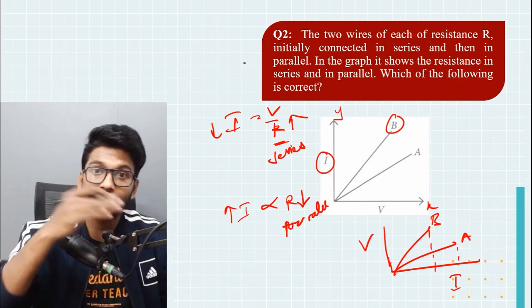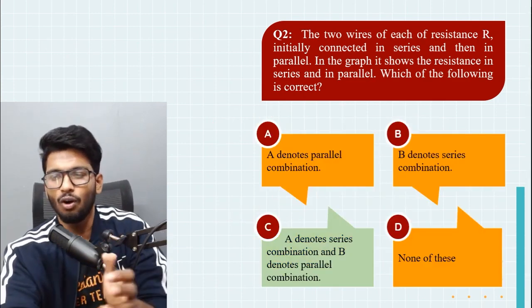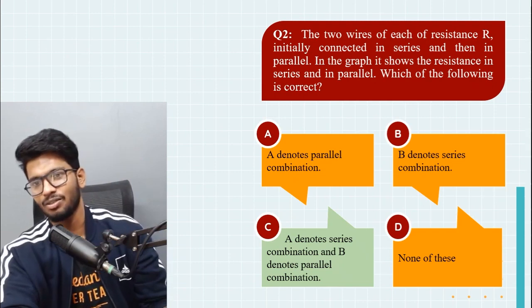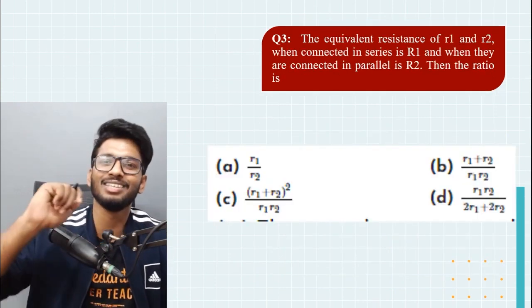But since it's a current versus voltage graph, the slight change would give you a different answer. So for all those who are wondering, that is the reason why option C is the right answer. So A is in series and B is in parallel. All right, too much explanation. All right, here's another one.